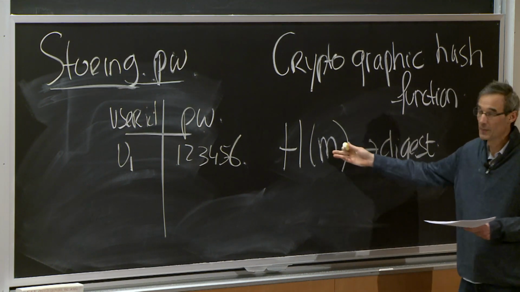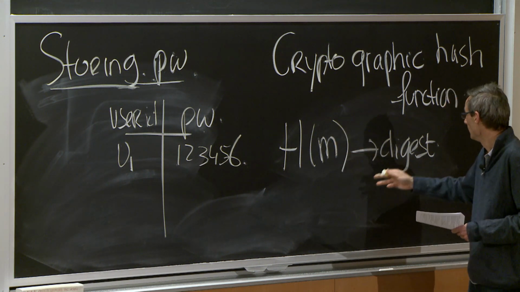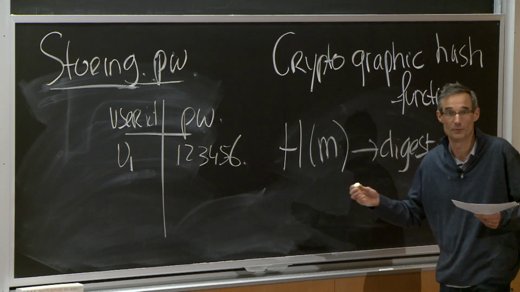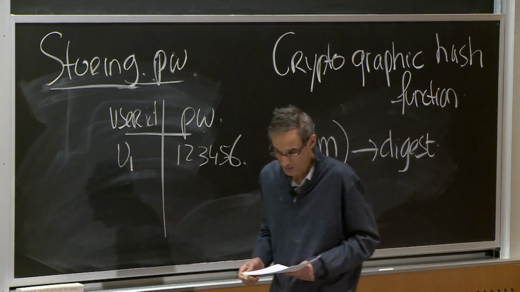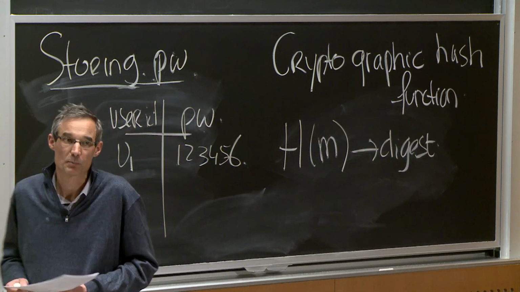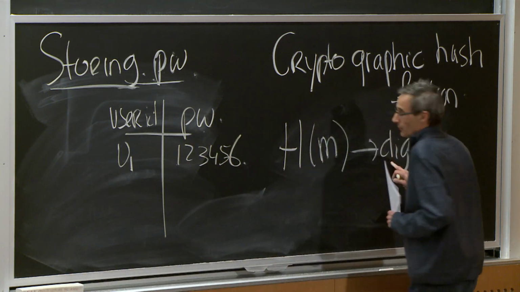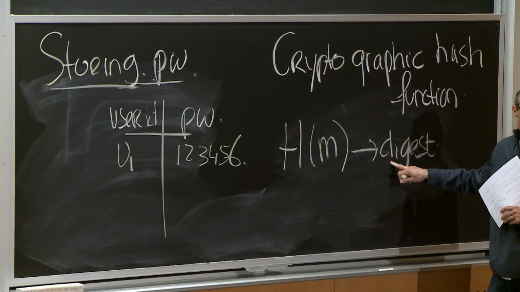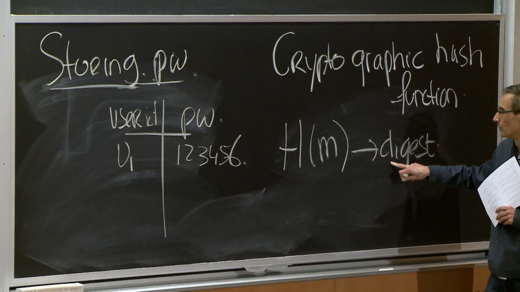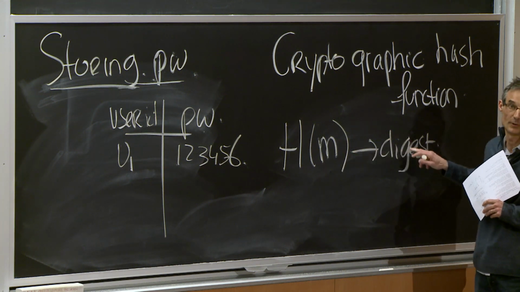For example, you can take a long message M and digest it to something 128 or 256 bits. And the property that the one-way function has is that if you get hold of the digest, it is computationally very difficult to compute what the M was that actually resulted in that digest.